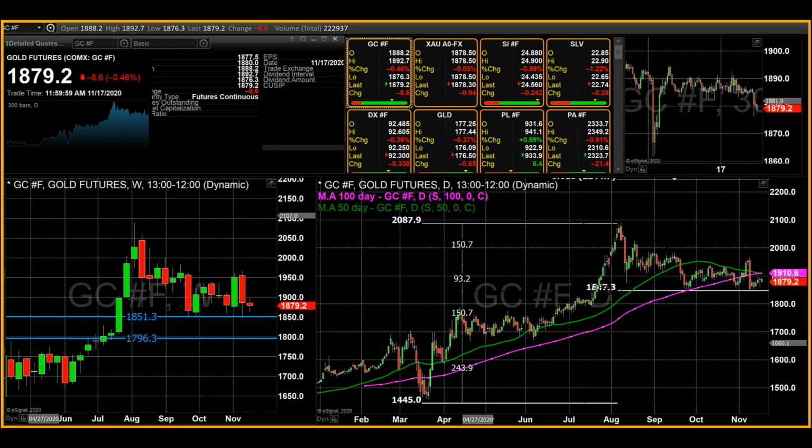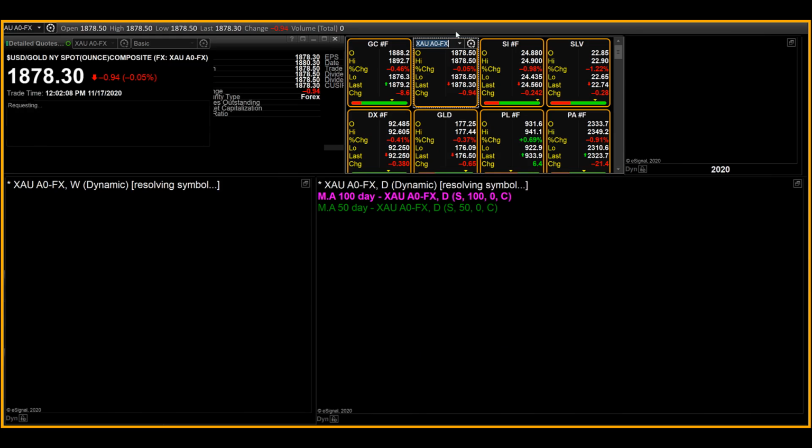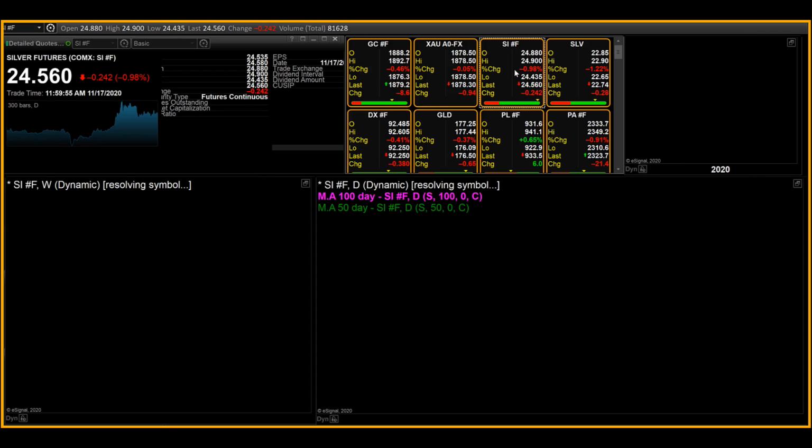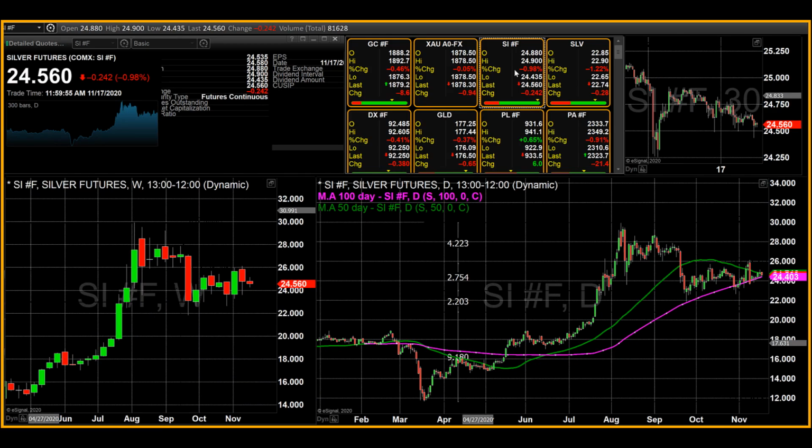But we do have gold down substantially, about $8.60, currently at $1,879.20. That's a net decline of approximately 0.5%. When we look at spot gold, that is also trading under pressure, and it is also now below the December contract. We talked about the inversion that we saw where spot was $1 or so higher than December futures. That is kind of reversed now. Currently, spot gold is at $1,878.30, and that puts it down about 94 cents on the day. Silver dropped about a full percentage point, or a total of 24 cents, currently trading at $24.56.